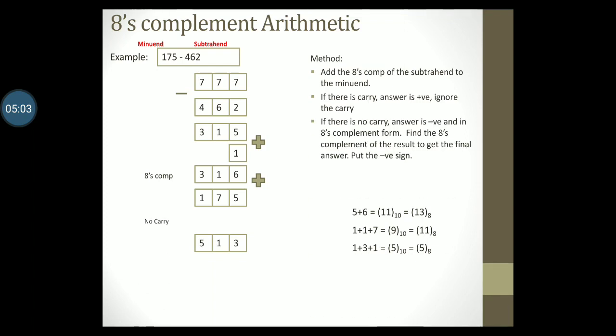The algorithm tells us that if there is no carry, then the answer is negative and it is in 8's complement form. We need to find the 8's complement of the result to get the final answer. So finding the 8's complement of 513, we begin by first finding its 7's complement. We get the answer as 264. Now add 1 to the LSD to get 265, which is the answer that we are looking for. Since the result of subtraction is negative, don't forget to put the minus sign.